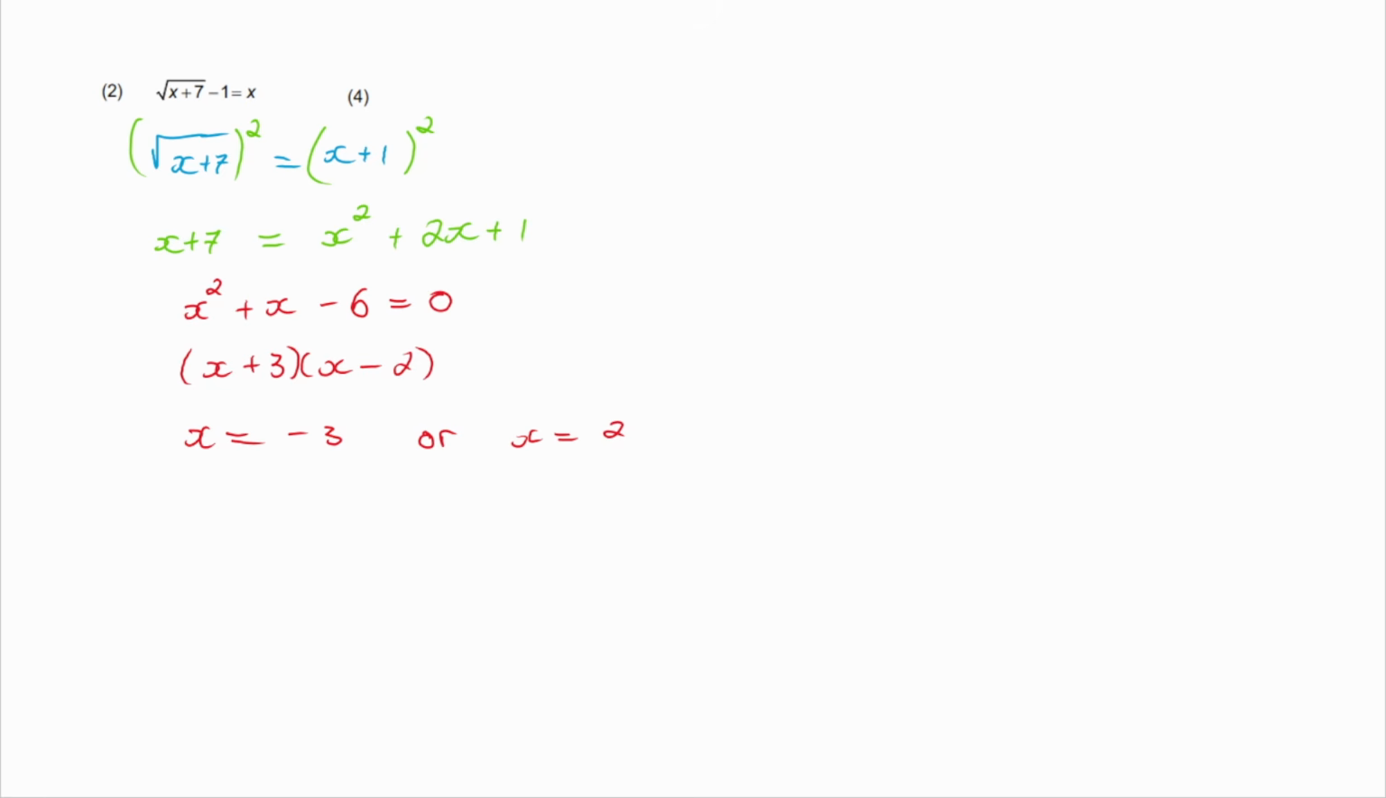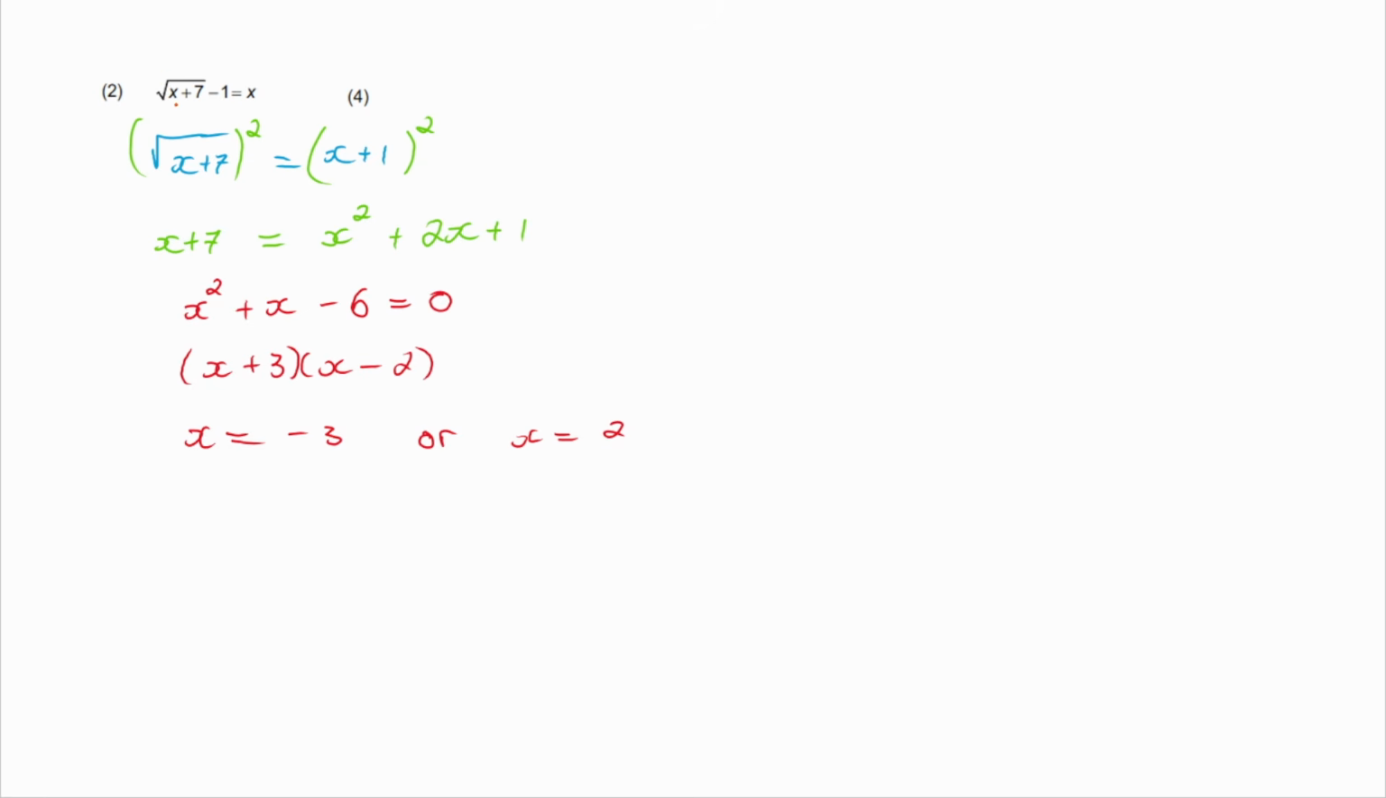Okay, now what we need to do is, we're not done here. One of these could be invalid. So what we need to do is check up here. We need to check the left-hand side is equal to the right-hand side. You don't have to show this in your exam. We're just going to test this.